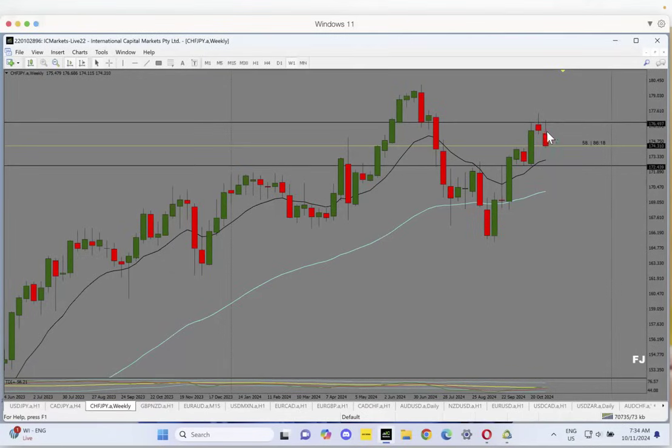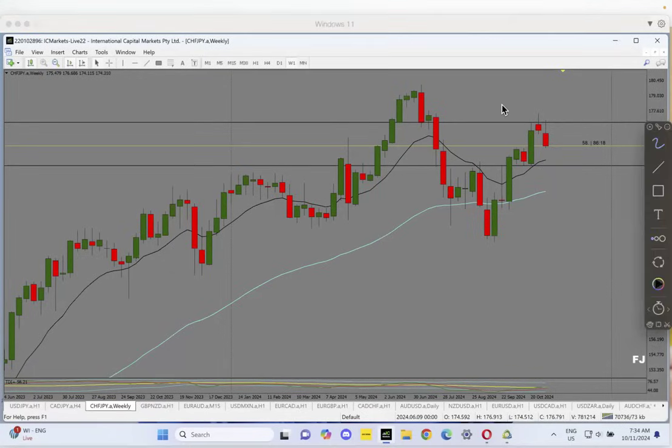You want to see the next candle, which is this one. The next candle is supposed to take out the high of the first candle, and then close below the high of the first candle.